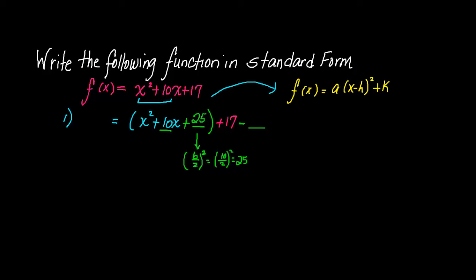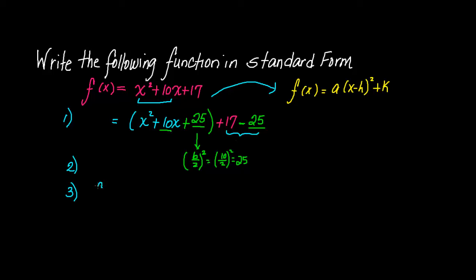If I added 25 and I don't have any number outside of the parentheses, that means that I really did add 25 total to this function. So let's go ahead and subtract 25. Okay? So now this was our second step, right? Completing the square was your second step. Your third step now is simplify the function. You're going to join these two numbers, 17 minus 25. That'll give you negative 8.